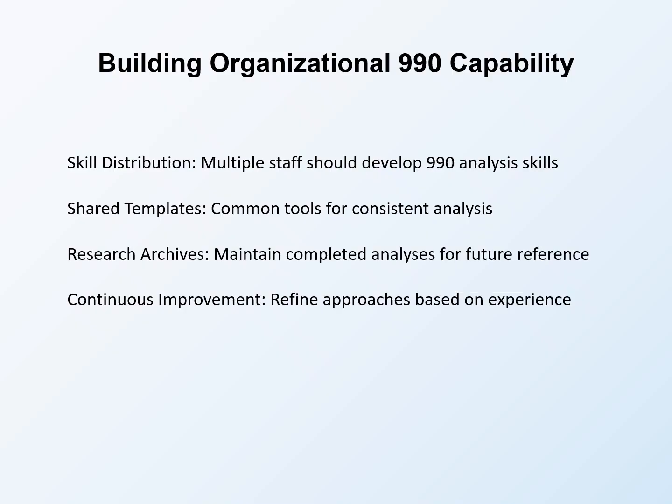Research archives maintain completed analyses for future reference. When you analyze a foundation's 990, save your work. If the foundation becomes relevant again later, you do not need to start over. Archives also enable tracking changes over time as you update analyses with new 990s. Continuous improvement refines approaches based on experience. What analysis approaches yielded the most useful insights? What information proved most predictive of success? Learning from experience improves future analysis.